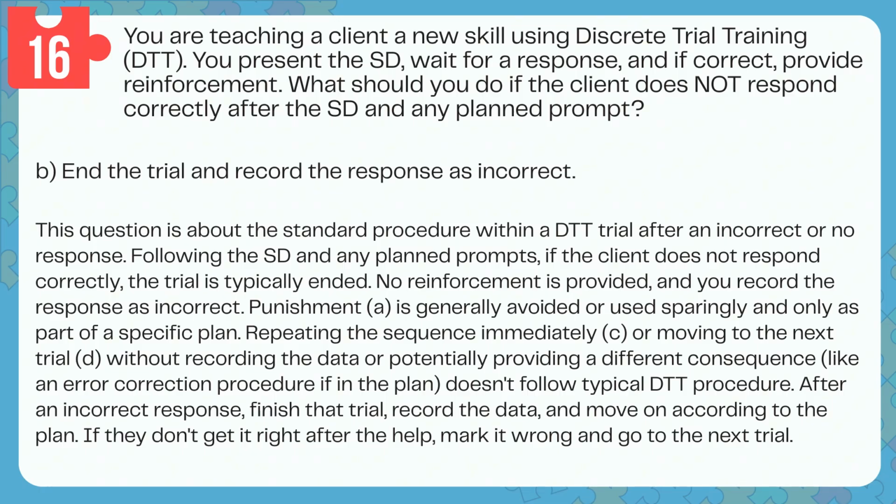Punishment, A, is generally avoided or used sparingly and only as part of a specific plan. Repeating the sequence immediately, C, or moving to the next trial, D, without recording the data or potentially providing a different consequence, like an error correction procedure if in the plan, doesn't follow typical DTT procedure. After an incorrect response, finish that trial, record the data, and move on according to the plan. If they don't get it right after the help, mark it wrong and go to the next trial.